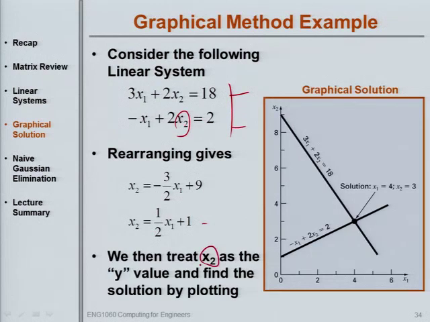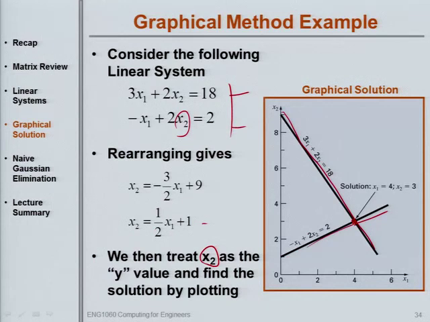Then, just treating x2 as y and x1 as x, we actually just plot these lines. So this is y is equal to minus 3 halves x plus 9, which is this line down here, and this one is y is equal to 1 half x plus 1, which is this line here, and these two straight lines meet in a point.